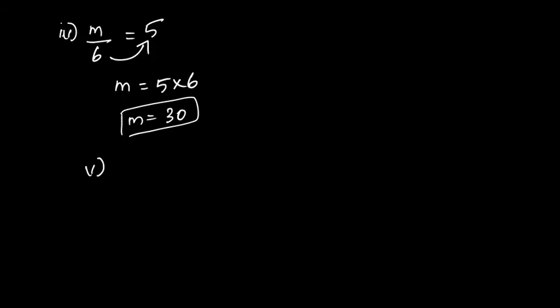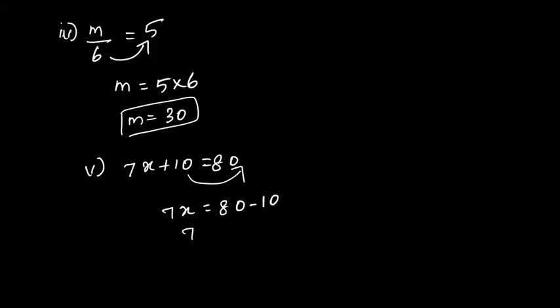Fifth question, 7x plus 10 is equal to 80. So first take 10 to the RHS. So 7x is equal to 80 minus 10. So 7x is equal to 70. You need the value of x. So x is equal to 70 divided by 7. So when you divide, you will get 10. So here x value is 10.